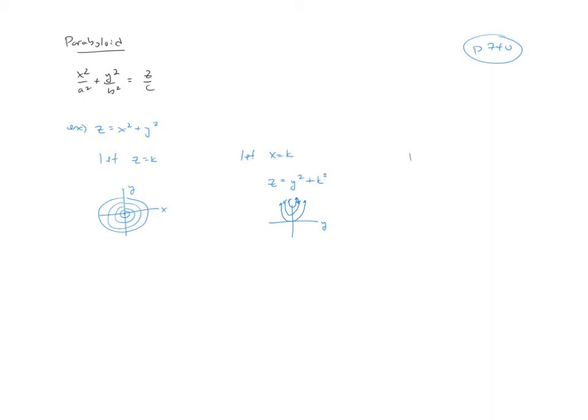Similarly, and finally, if I let y equal k, now I'm going to be looking at z equals x squared plus k squared, working now in the xz plane, and once again I'm still looking at those parabolas. Same idea, but notice the way that I label the axes. You can't really see that there as well, but the way I label those axes is going to be important and very telling in how this thing works.